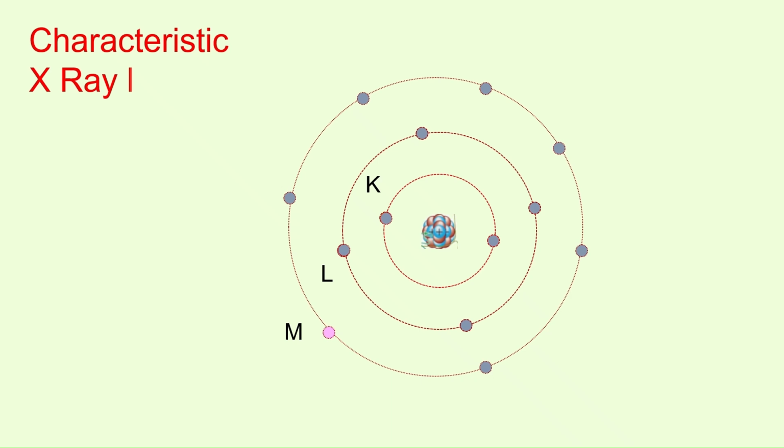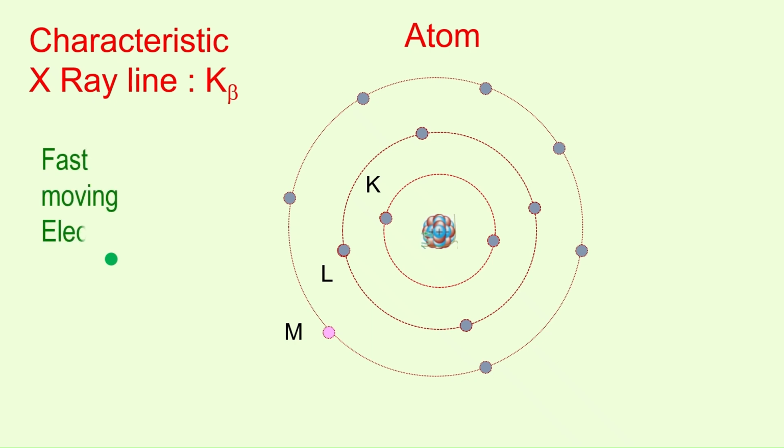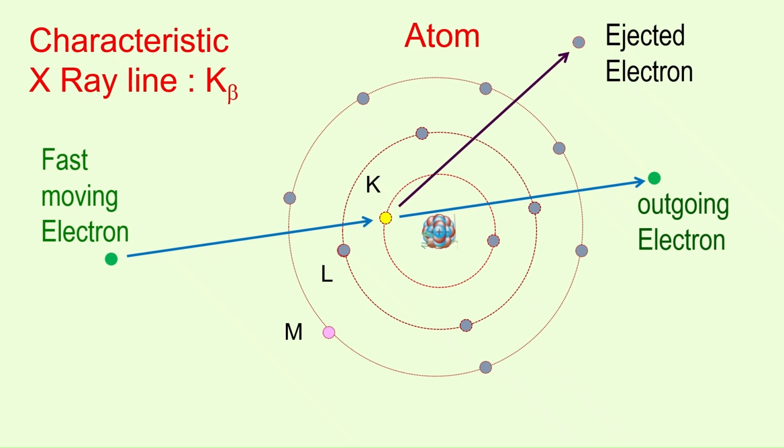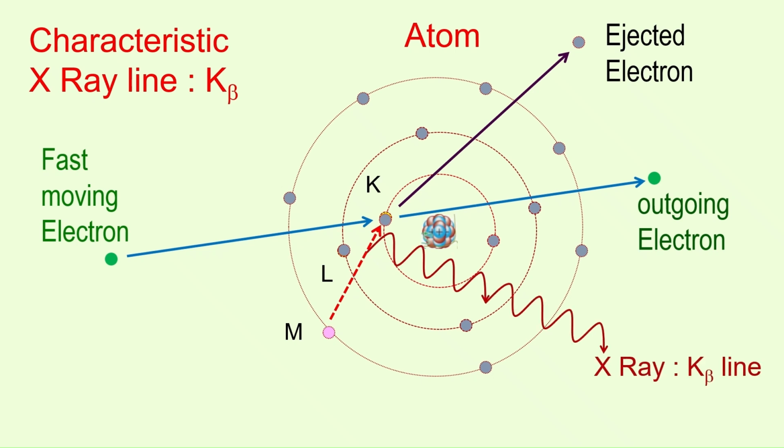Now note the same action for the K beta line. Characteristic X-ray line, K beta line. Watch the action of the fast-moving electron: an ejected electron, along with the outgoing electron. Watch how an electron from the M orbit moves to fill the vacancy in the K shell and releases X-rays of the K beta line. K beta, h nu equals energy of M orbit minus energy of K orbit.